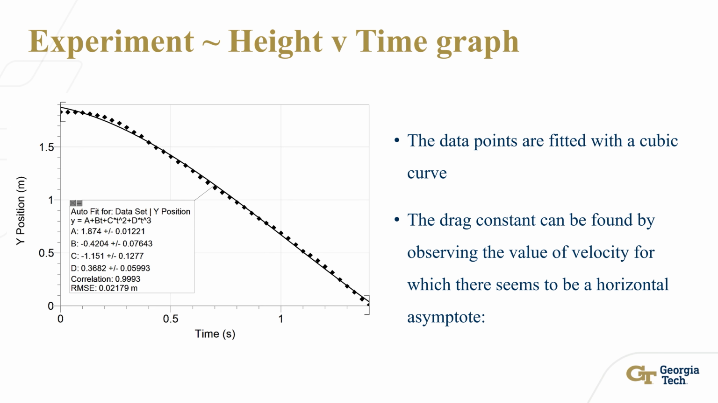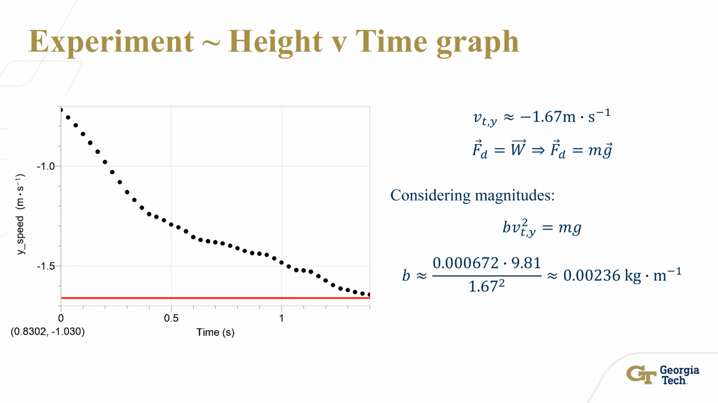The data points are fitted with a cubic curve, and the drag constant can be found by observing the value of velocity for which there seems to be a horizontal asymptote. Thus, the drag constant was estimated to be equal to 0.00236 kilograms per meter.